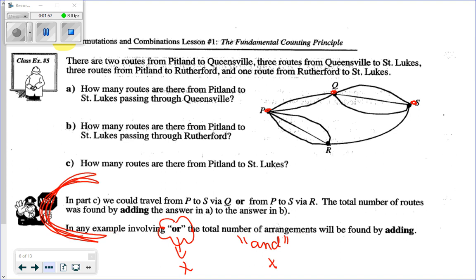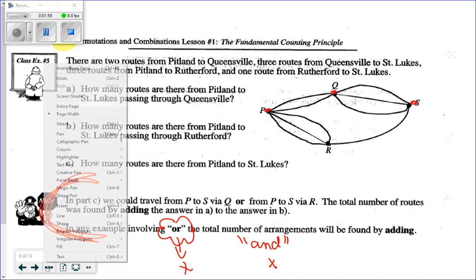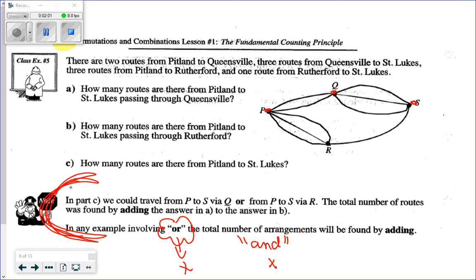So you can count. You don't have to do the math. You could just say, okay, well, I could go that way. So that's 1, 2, 3, 4, 5, 6. There's 6 ways.